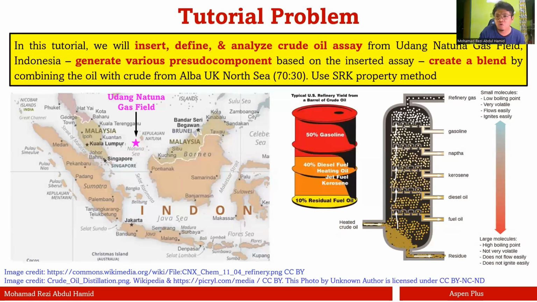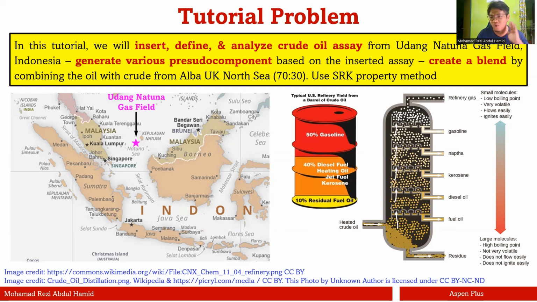Let's check out our tutorial problem. In this tutorial problem, we're going to take it slow. For this first portion of the video, I'm going to show you how to define, insert, and analyze our crude oil assay. We're going to use Udang Natuna gas field located in Indonesia. From there, we're going to generate various pseudo components based on the assay. After that, we're going to create a blend by combining the oil from Udang Natuna gas field with the crude oil from Alba, UK, North Sea, in a 70-30 proportion. And then we're going to use the SRK property method.